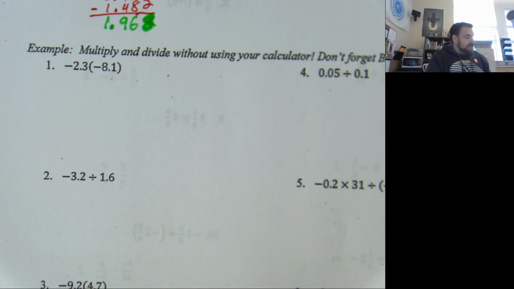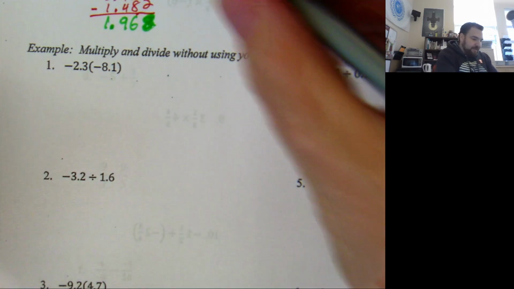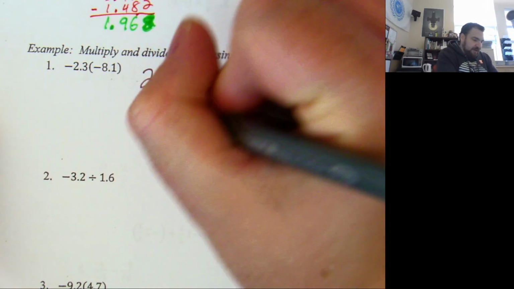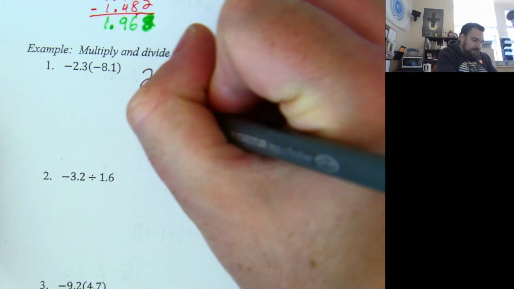Let's take a look at some of these guys down here. I'm going to do 5 of these questions because it gets interesting. Multiplying decimals is slightly different. Multiplying decimals looks like this. If I have negative 2.3 times negative 8.1, I'm going to write this out by hand because that's what we got to do here. 2.3 times 8.1.